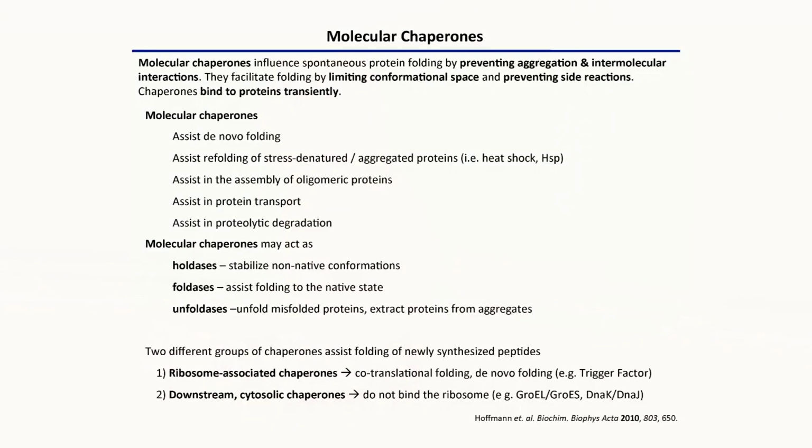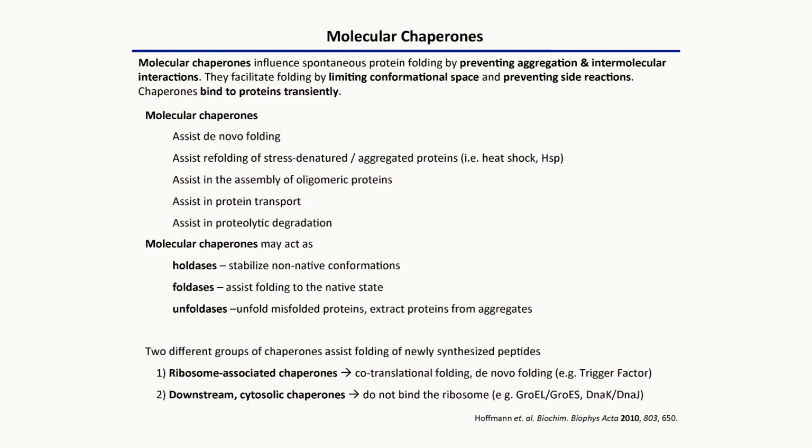And so effectively, these are proteins that influence protein folding within the cell. And they can do this by a variety of ways. They can help to prevent aggregation and intermolecular interactions between polypeptides. They can facilitate folding by limiting conformational space and preventing side reactions. And an important point to keep in mind throughout this is that these chaperone proteins bind to proteins transiently.